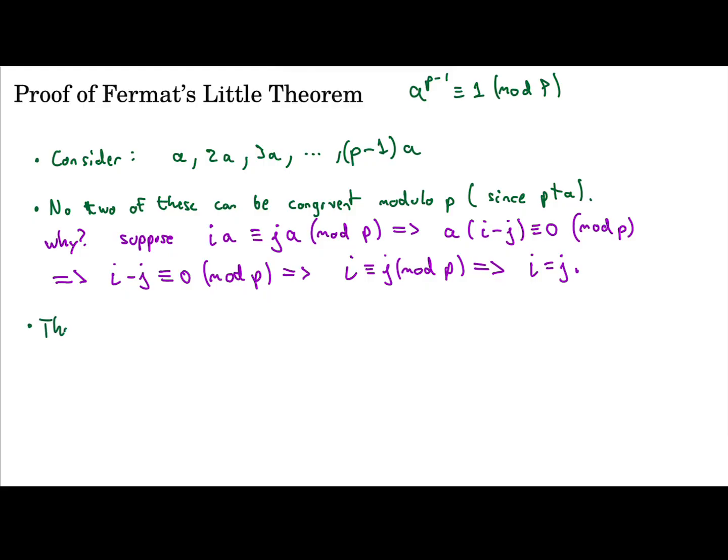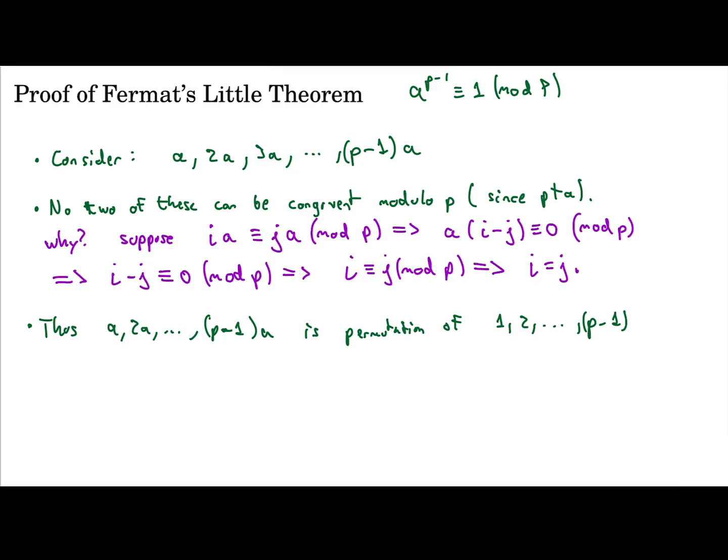Thus, this list here is just a permutation of the list 1, 2, up to p minus 1. Because, once again, what are the remainders that you can have? They are the numbers between 1 and p minus 1. And we're saying that these all have to be distinct remainders between 1 and p minus 1.